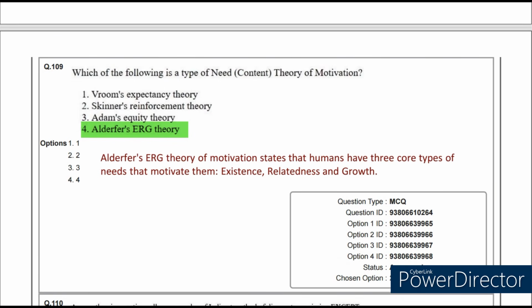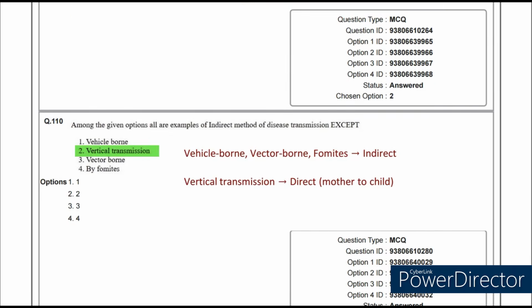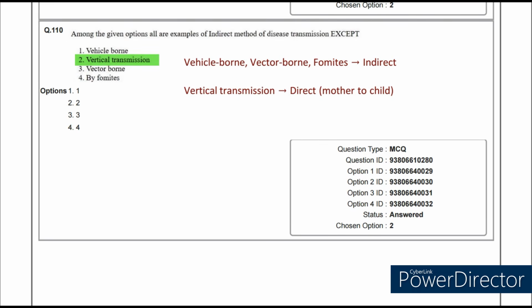And now coming to question number 109. On the type of need theory of motivation, the correct answer should be ERG theory. It is nothing but it's a content theory which focuses on needs, that is existence, relatedness and growth. And now coming to question number 110, they are asking to find the not an example of indirect method of disease transmission. Very easy question. Answer should be vertical transmission.